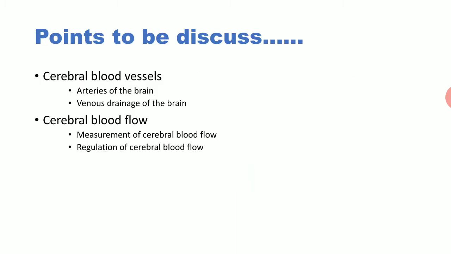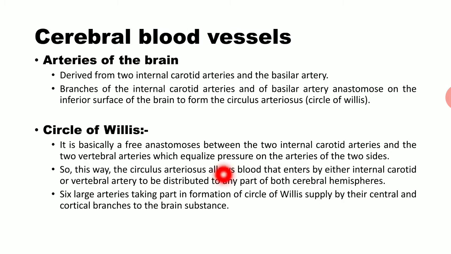Now another topic is cerebral circulation. Now what are the points? Cerebral blood vessels, okay, arteries of the brain and venous drainage of the brain, and cerebral blood flow, measurement of cerebral blood flow and regulation of cerebral blood flow. So now we will discuss in detail cerebral blood vessels. Okay, arteries of the brain.